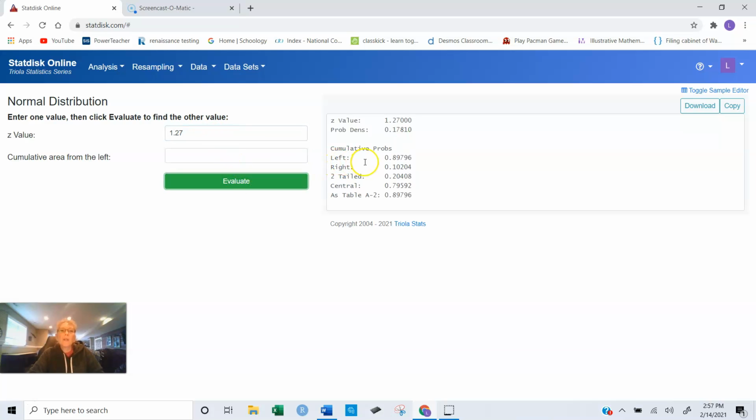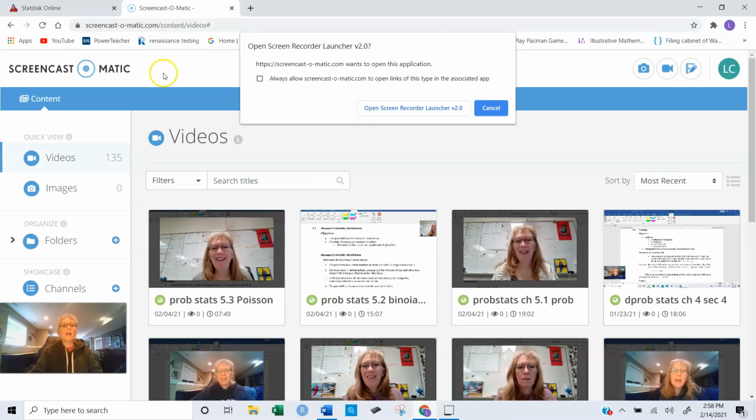Now, if you look, you'll see that you have a left and a right. So am I looking at the area on the left of 1.27 or the area on the right? And we want less than, so this area on the left. So for the z-score, you would put 0.89796. I would expect you to go out to the numbers that I give you here. All right, it's a little bit more accurate than the table, and we like that. That helps us out. So now that you know how to use StatDisk, which is a lot easier than the table, I hope you're doing well.